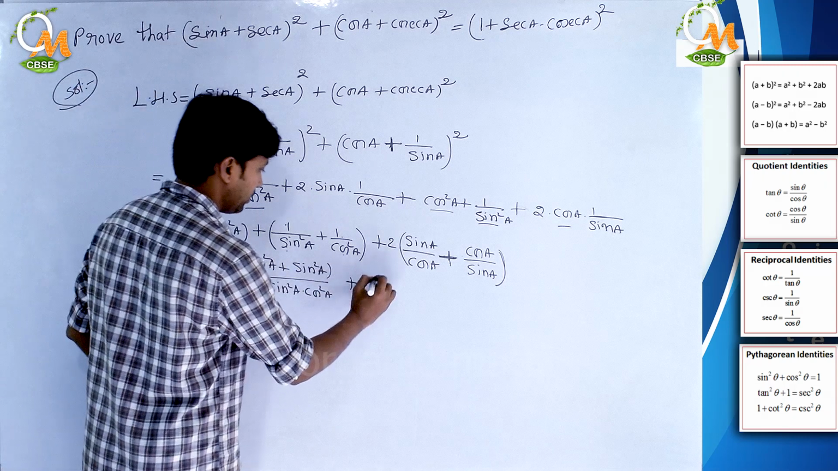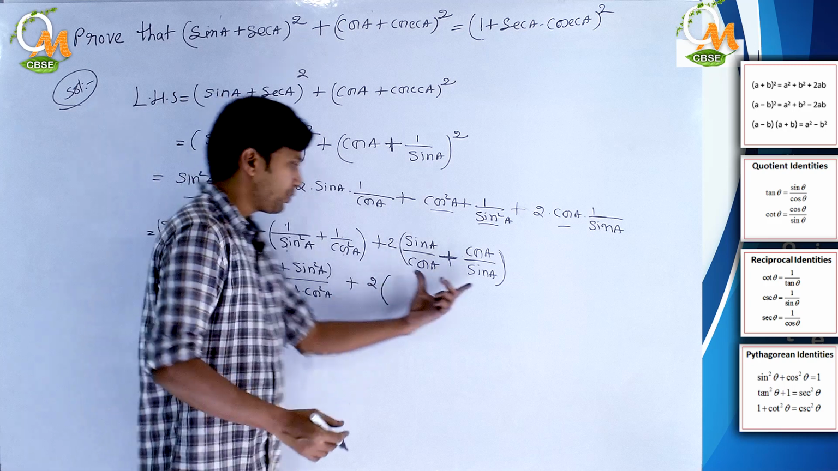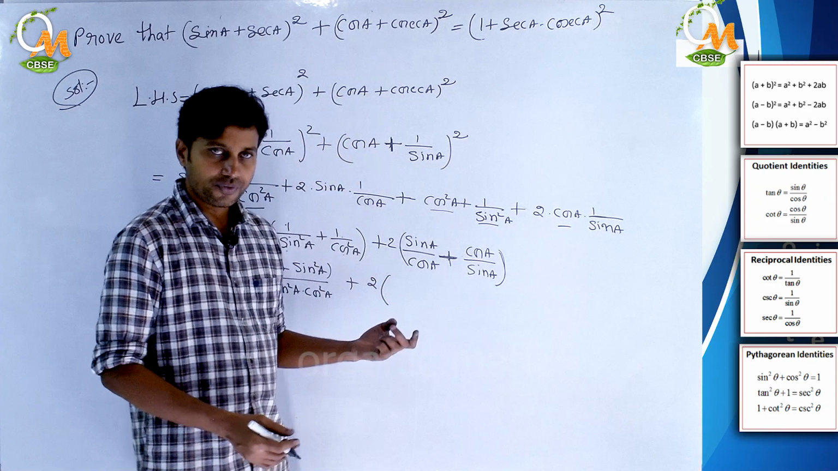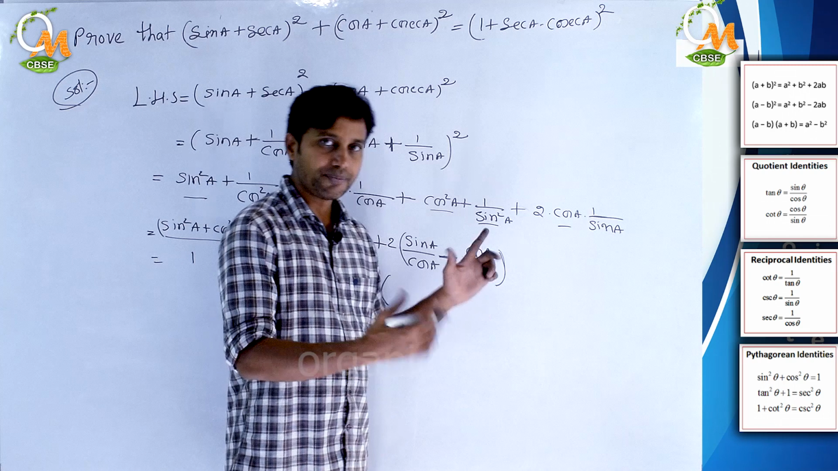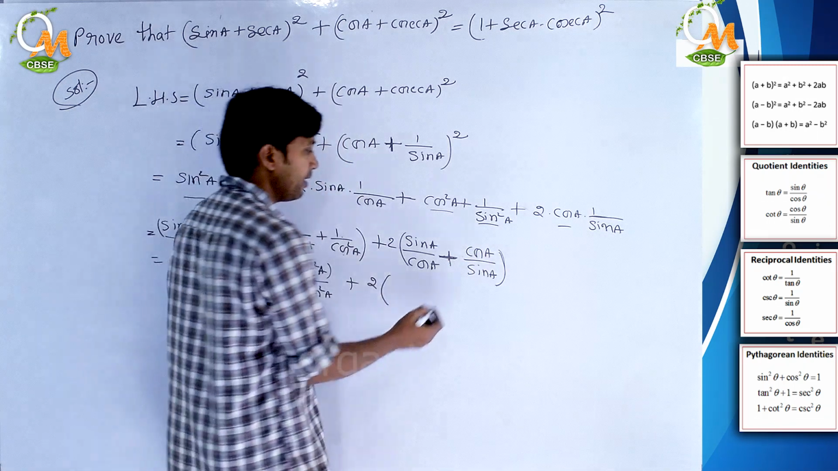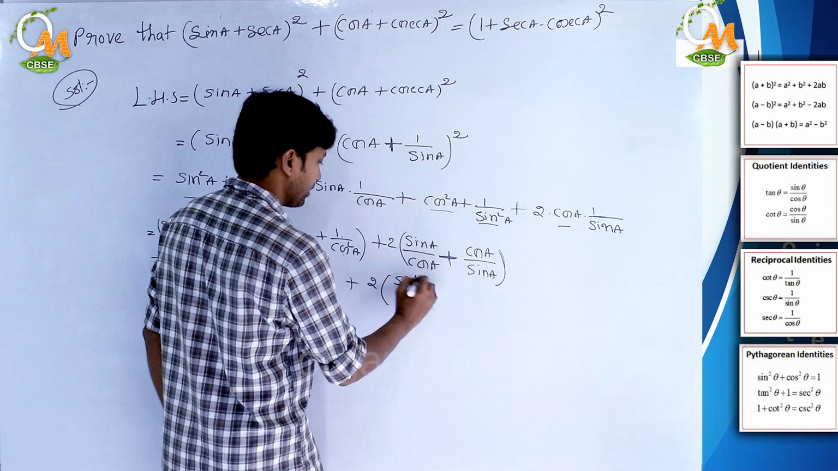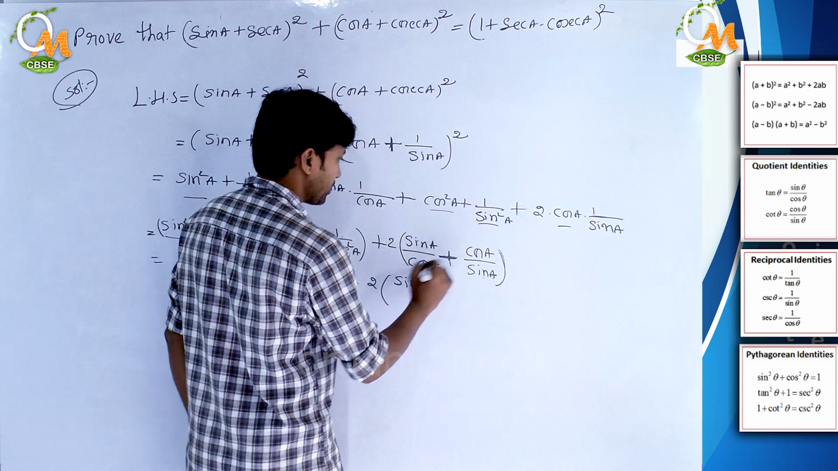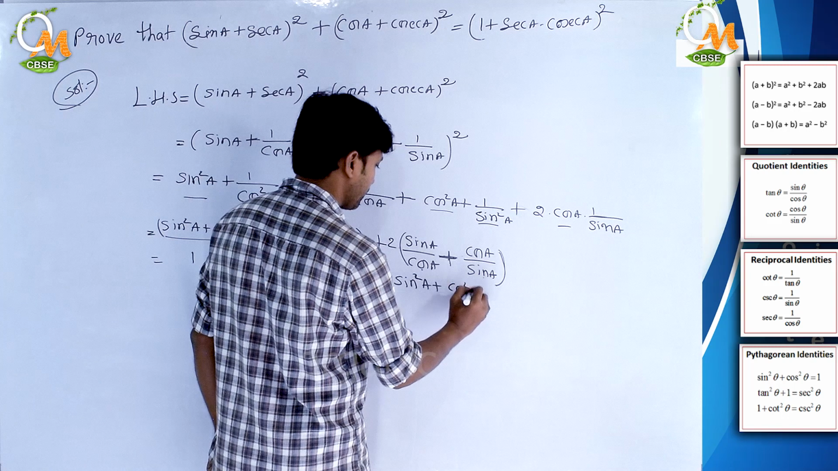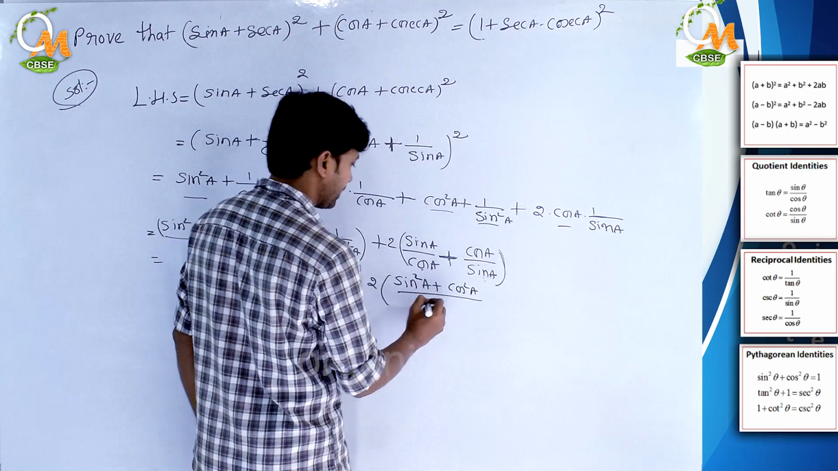Next, to solve this bracket, take the LCM of the denominators inside the bracket. Okay, so what do you get here? Sin A into sin A, that would be sin square A, plus cos A into cos A, cos square A, upon cos A into sin A.